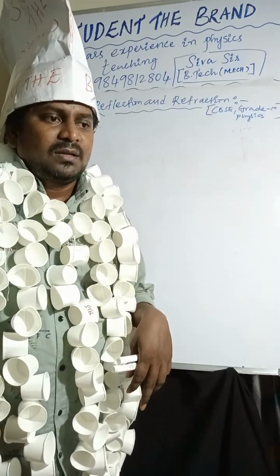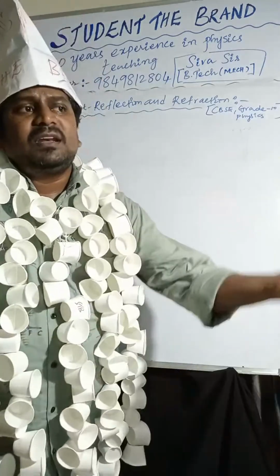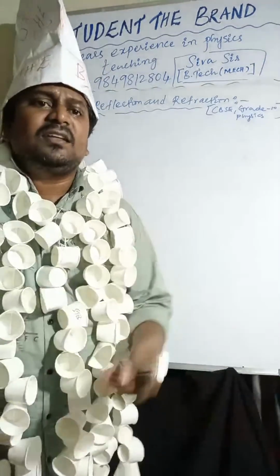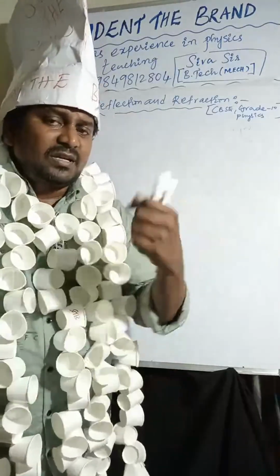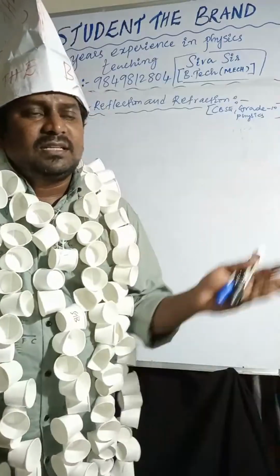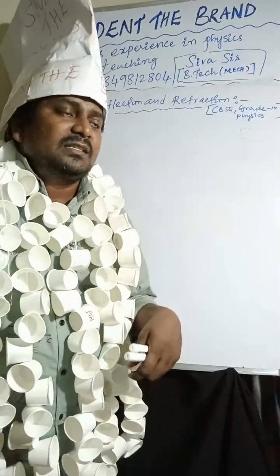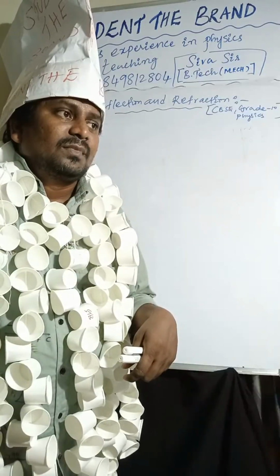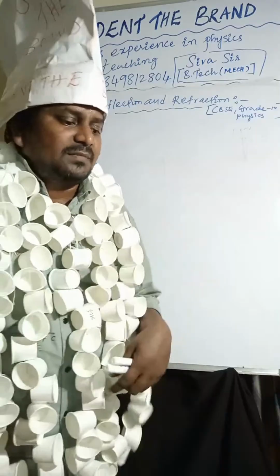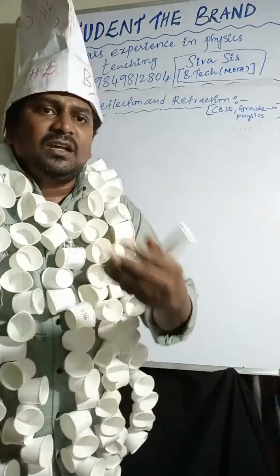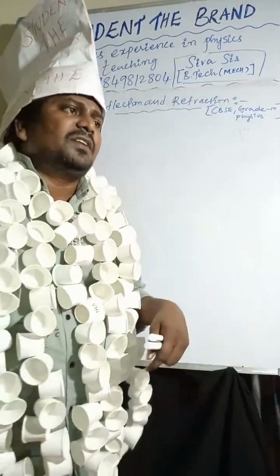Okay. What is angle of deviation? The angle between the reflected ray and the undeviated line is called angle of deviation. What is angle of incidence? The angle between the incident ray and the normal line is called angle of incidence. Next, what are the types of reflection? Regular reflection and irregular reflection.